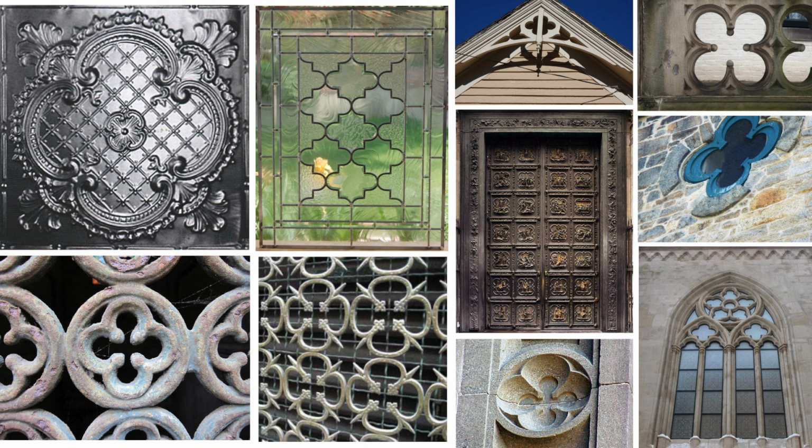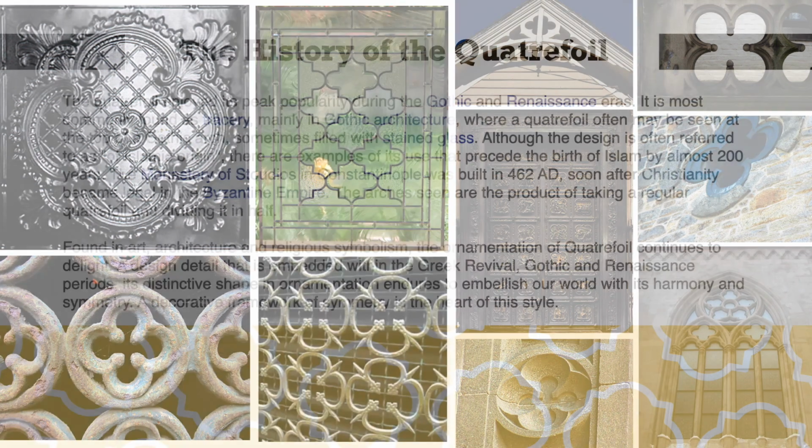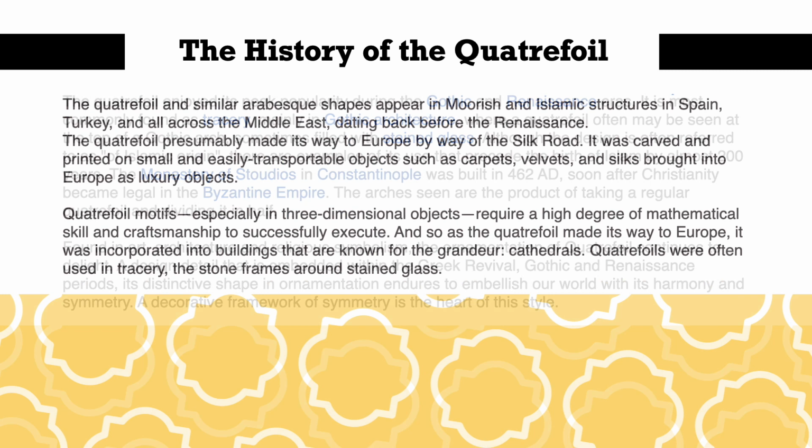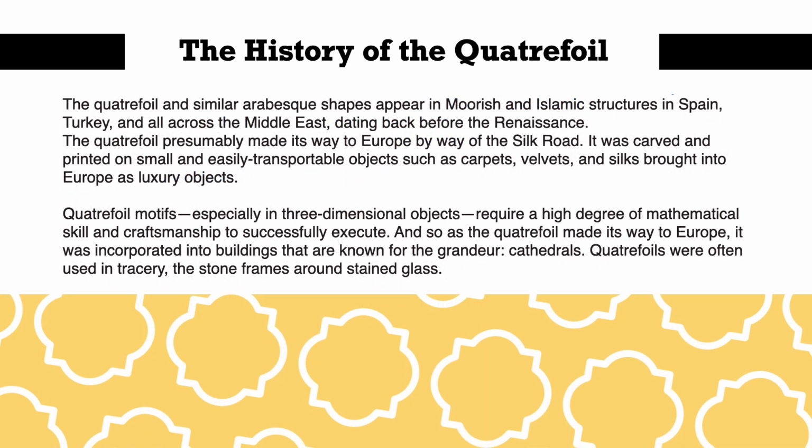It's very much a decorative framework of symmetry of four lobes that radiate from a common center. And when we look at how we're going to build it, this all makes sense as we work through creating it within the software. So when we look a little bit more deeply into the history, the Quatrefoil and similar arabesque shapes appear in Moorish and Islamic structures in Spain, Turkey, and all across the Middle East, dating back before the Renaissance.